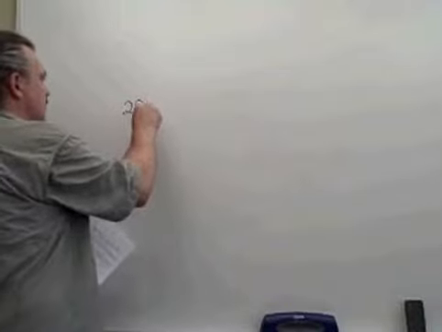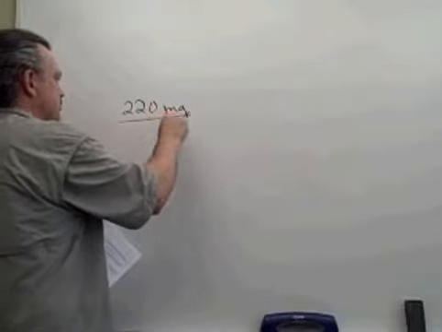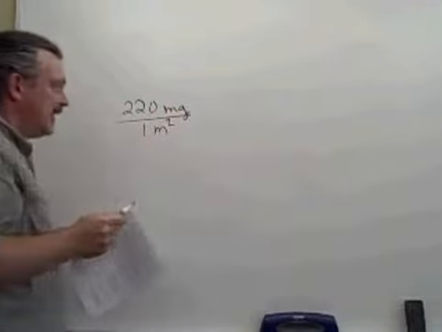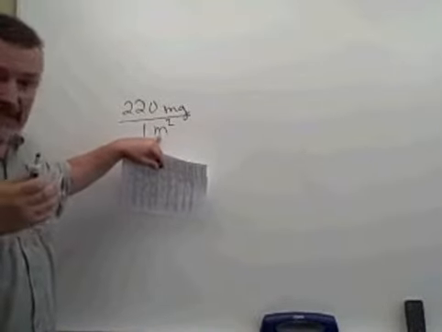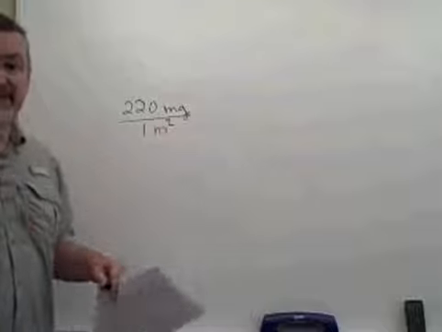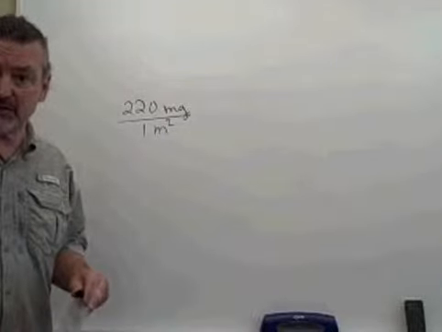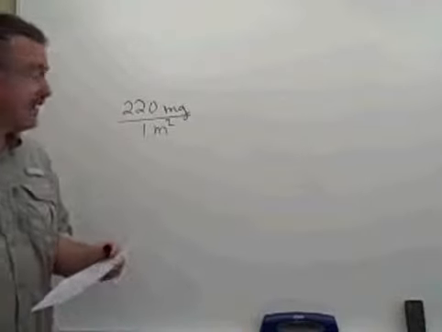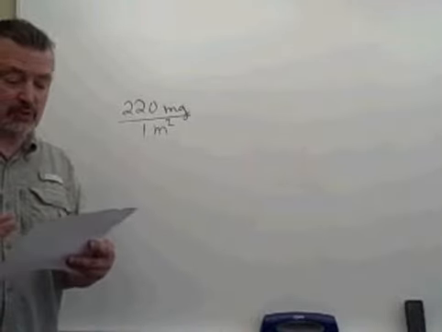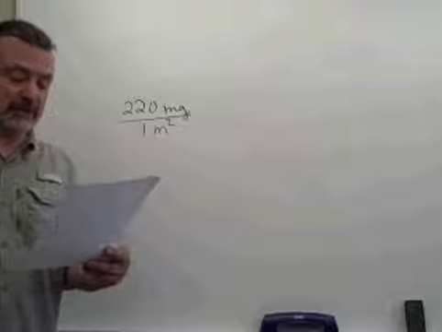So 220 milligrams per square meter. Anytime you see that square meter, that meter squared, the M with the exponent of 2, that tells you body surface area is involved in the problem. So the drug, Delavirdine, is to be administered at 220 milligrams per square meter.